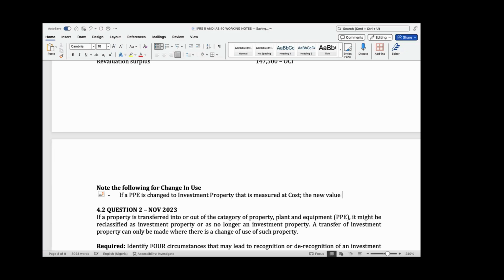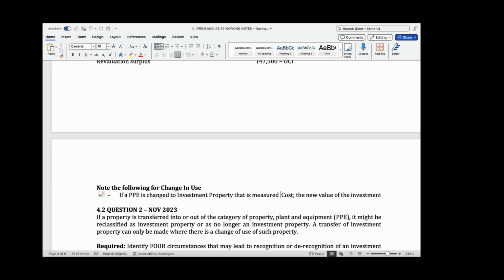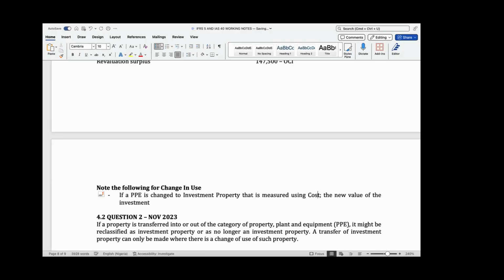The new value that is made, let me not say at cost. That's very wrong of me to say. That is measured using the cost model. Is it the cost model or the fair value model? So the new value of the investment property will be the carrying amount of the PPE at the date of change in use.